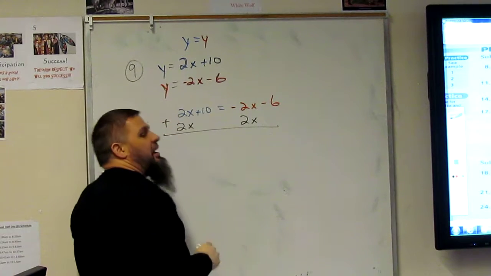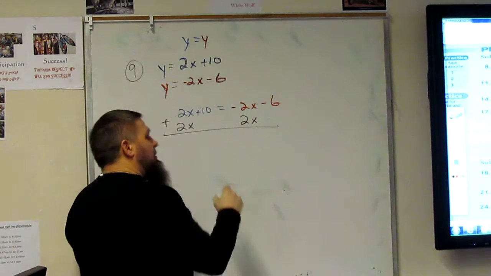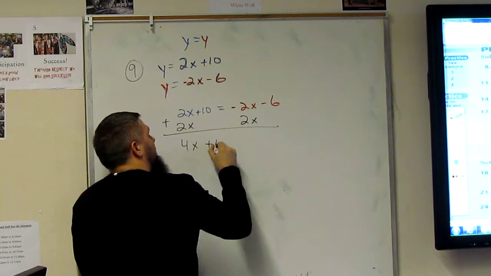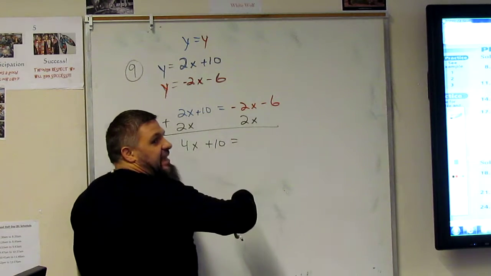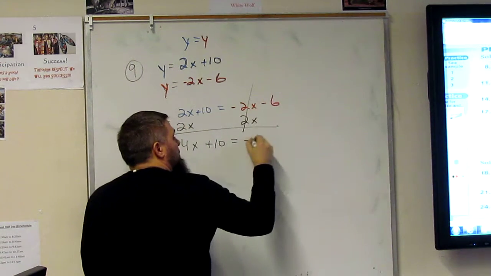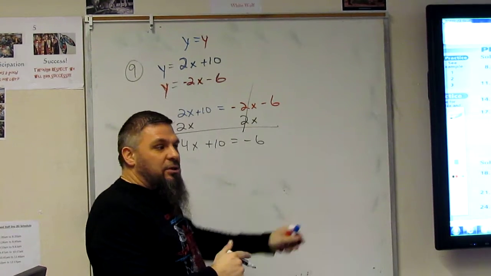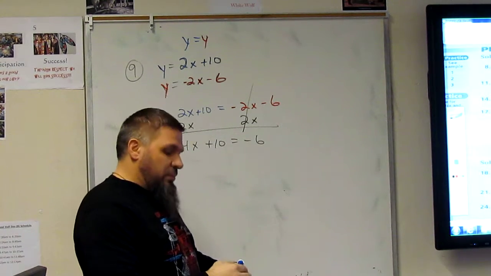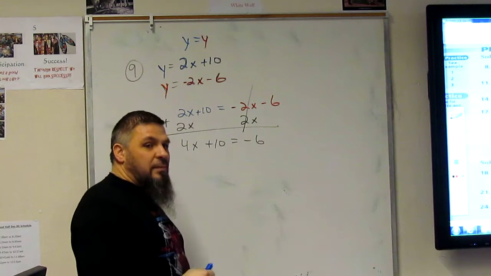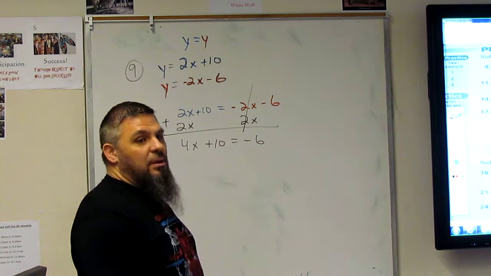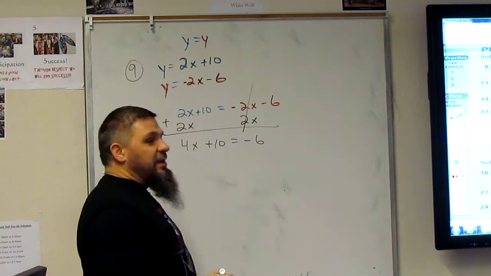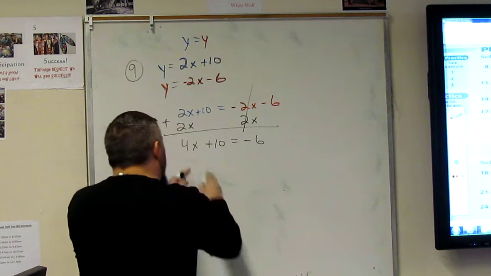I'm going to add that up. So 2 and 2 make 4. See, it's not hard. This is easy stuff. These cancel, yeah? So I get minus 6. Now it's just a basic equation. So what do I do now? I got to get x alone. Minus 10. You got to get this x alone.